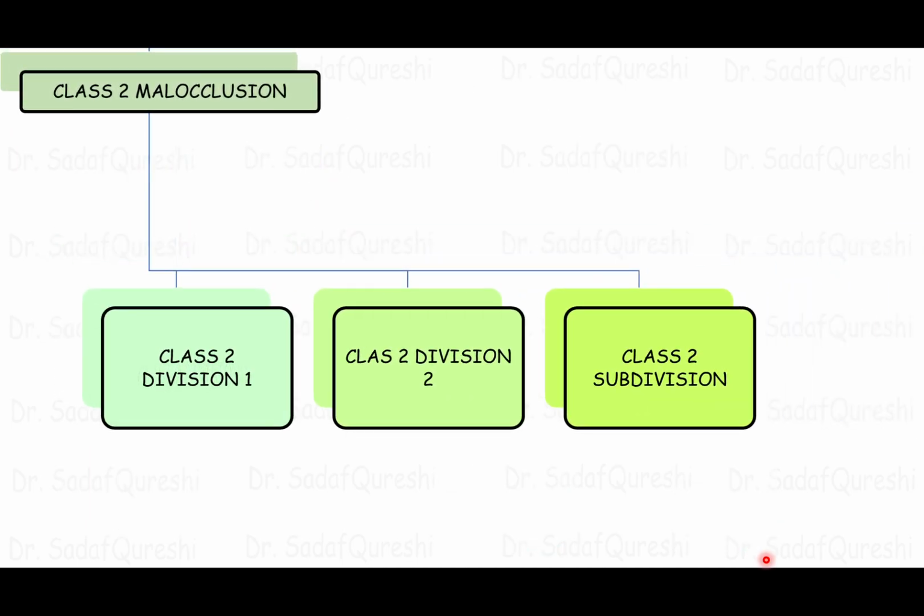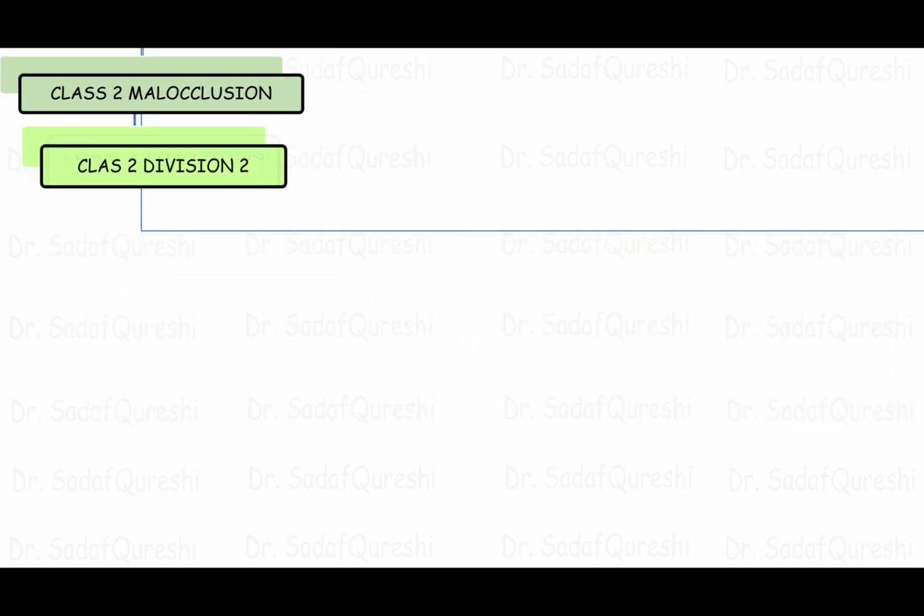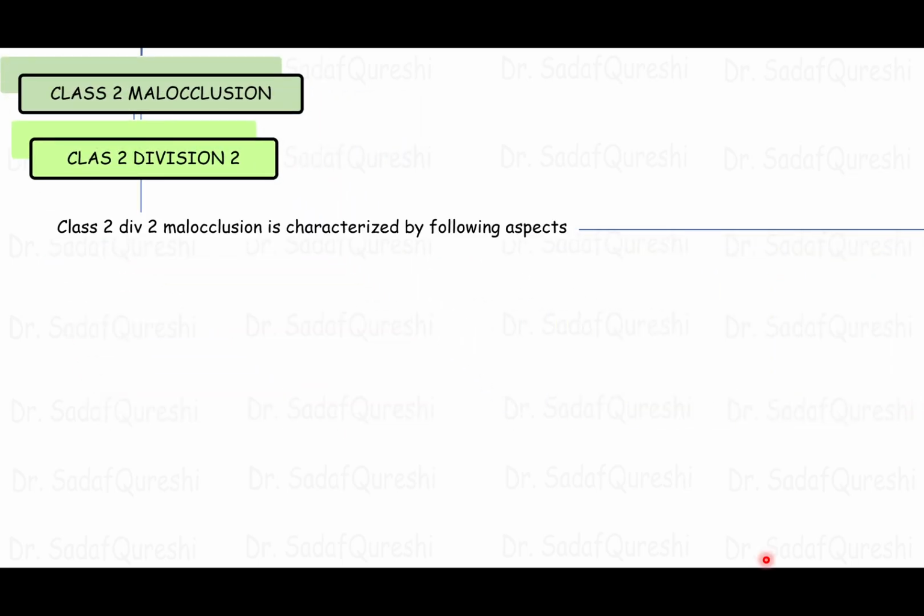Talking further about class 2 division 2. Class 2 division 2 is characterized by the following aspects. The first thing is class 2 molar relationship. As we know, class 2 malocclusions all have the class 2 molar relationship.